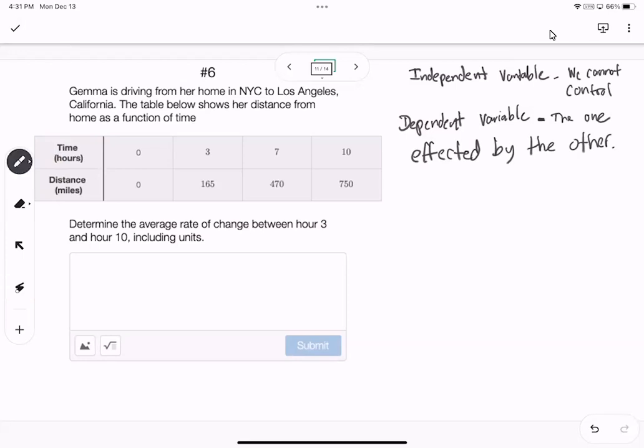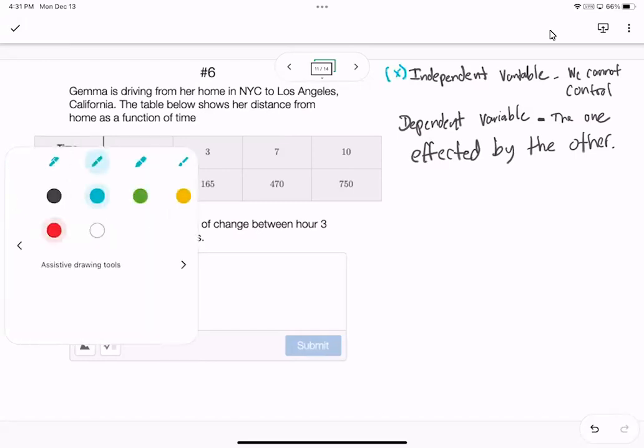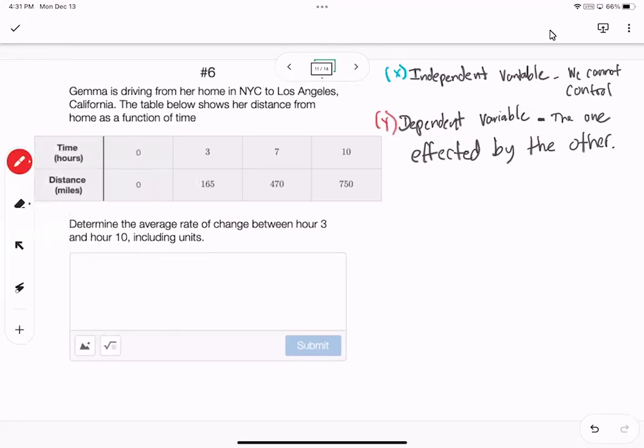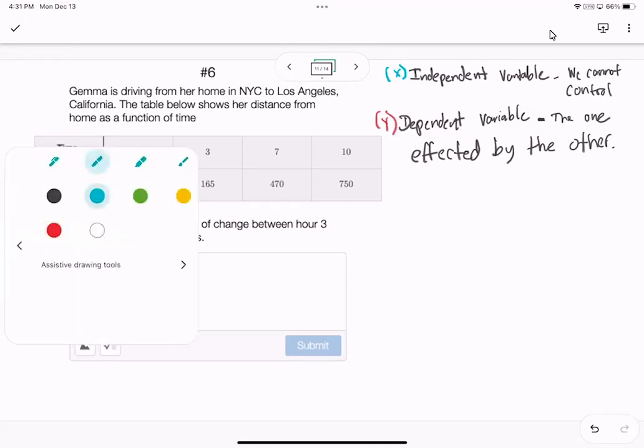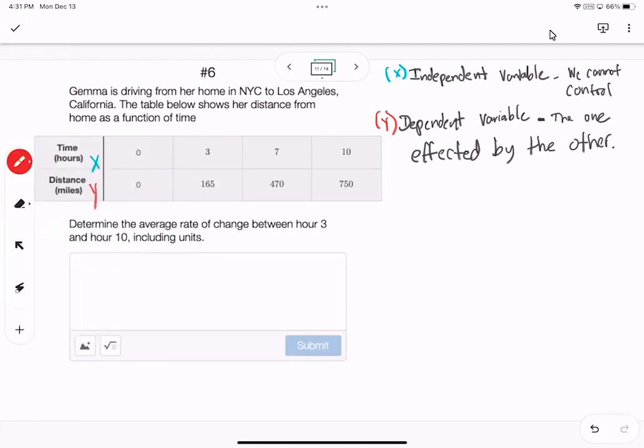So the reason we said this is because independent variables are typically represented by our x, while dependent variables are typically represented by our y. But if we look at a table, all we can see is that this is x, this is y, and the question is asking us, determine the average rate of change between hour 3 and hour 10, include units. So if we take a look at hour 3, we drove 165 miles. So we can write this as a coordinate.